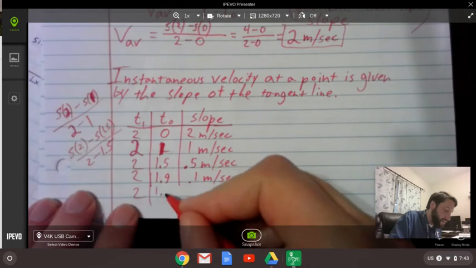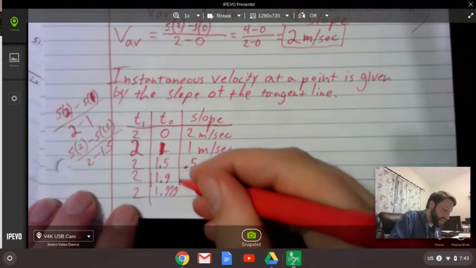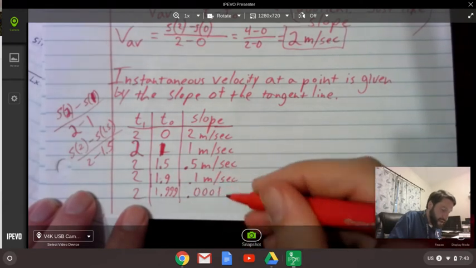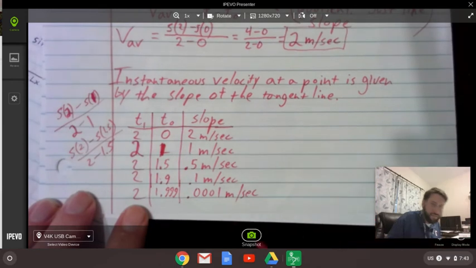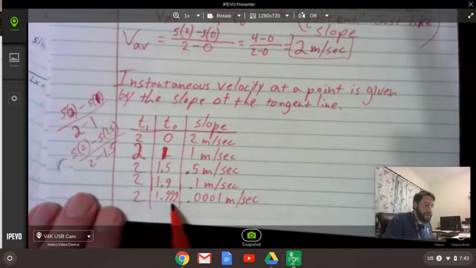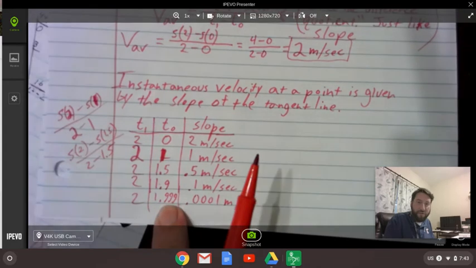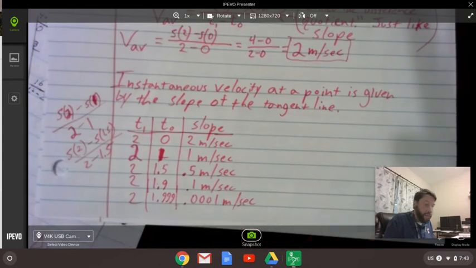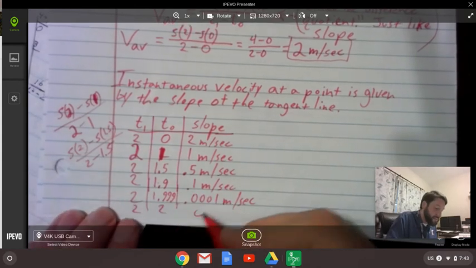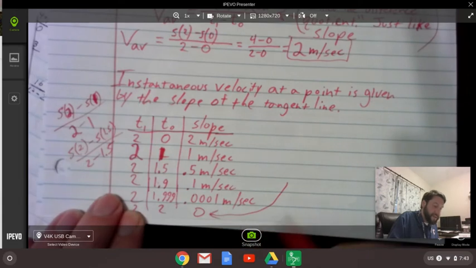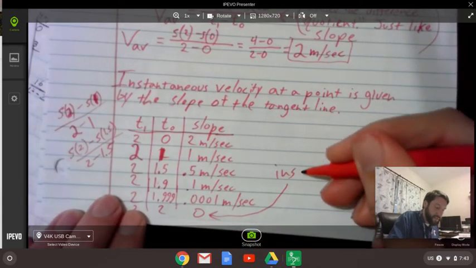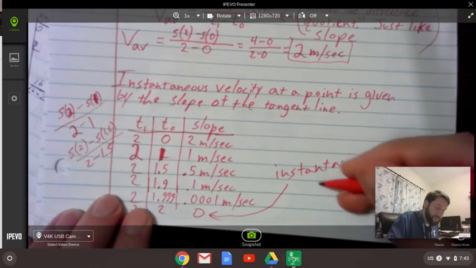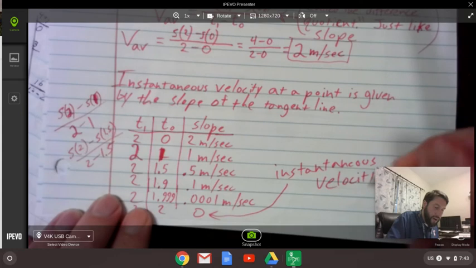But anyway, let's look at what's going on here. If I had 1.999, that's getting even closer. Long story short, you're going to get 0.0001 meters per second. So what is this approaching? This is approaching 0. If I made T naught 2, my slope is going to end up being 0. That is instantaneous velocity. You just want to see, what is it approaching?